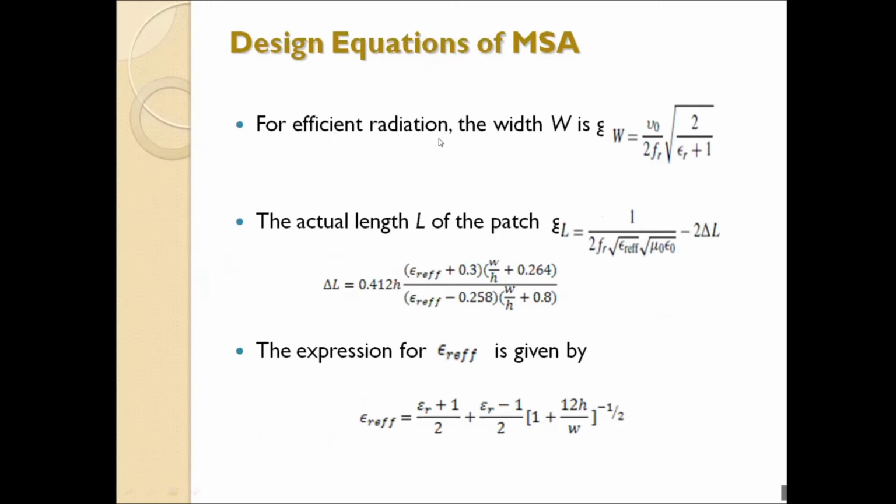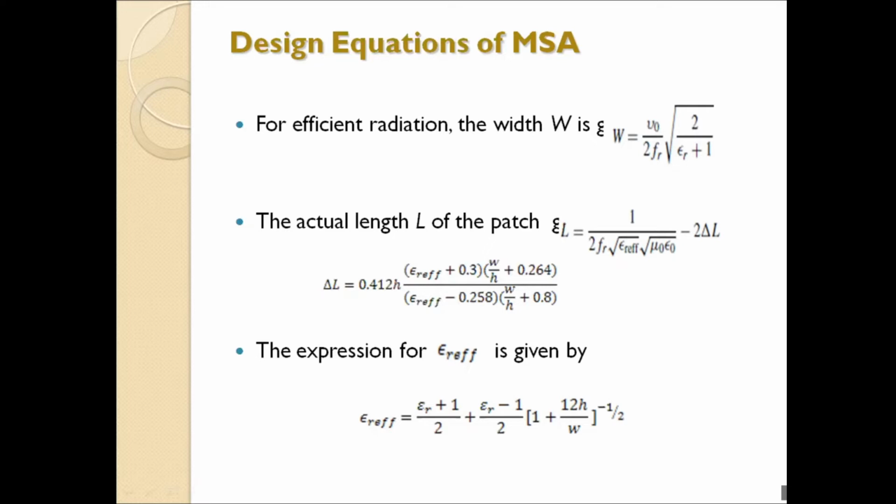For efficient radiation, the width of the antenna W is the free space velocity V0 divided by 2 times the resonant frequency F, times the root of 2 divided by epsilon r plus 1. See this equation. What are all the parameters? Width depends on the resonant frequency and the dielectric permittivity of the material, right?